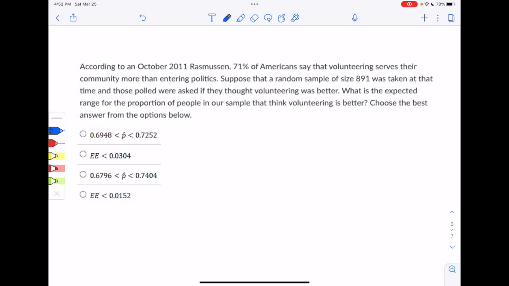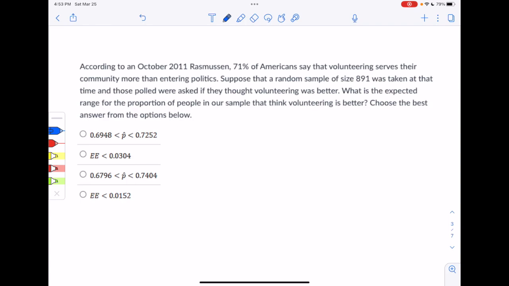This one is from section 7.1. According to an October 2011 Rasmussen study, 71% of Americans say that volunteering serves their community more than entering politics. Suppose that a random sample of size 891 was taken at that time, and those polled were asked if they thought volunteering was better. What is the expected range for the proportion of people in our sample that think volunteering is better? Compute the best answer from the options below.